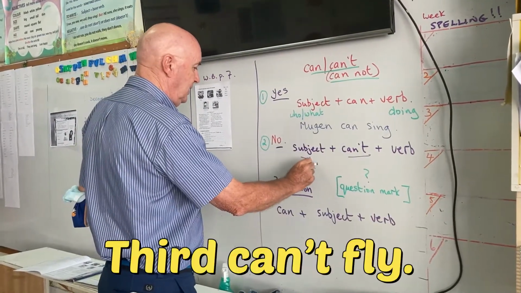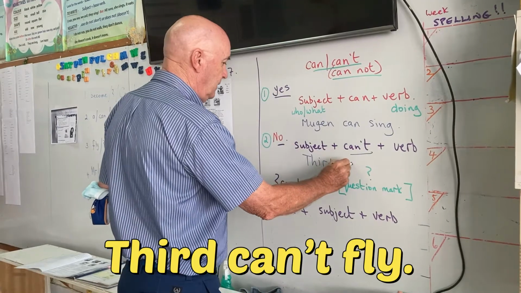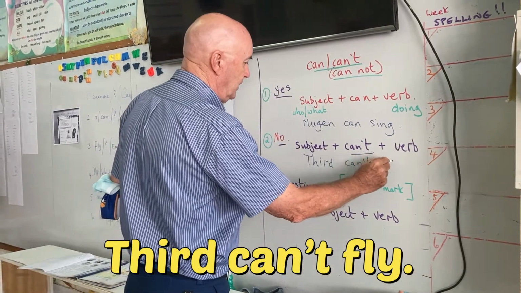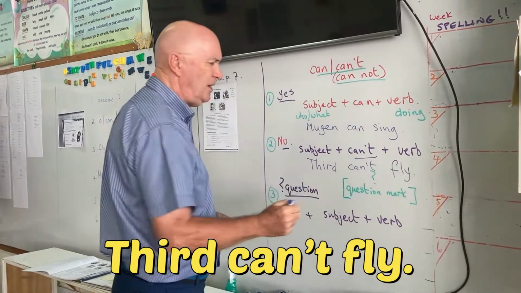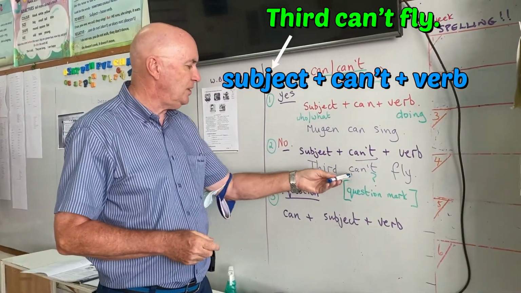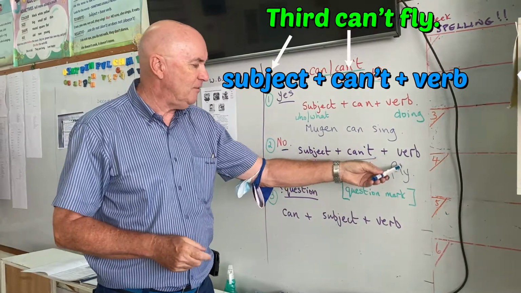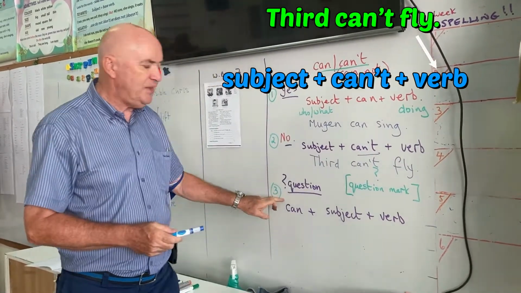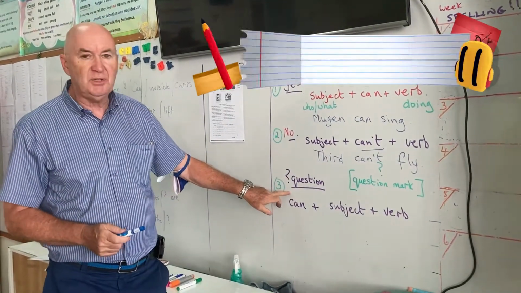So I would say third can't fly. I don't think. Anyway, so who we're talking about, third, and then cannot, and then the verb, cannot fly. And then what we're going to look at today is how to do questions.